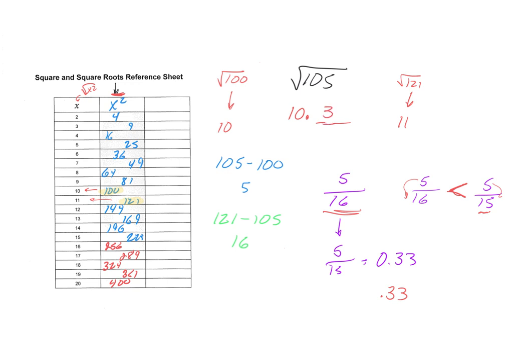And now let's go ahead and see, well, what is the exact square root? So the square root of 105 is 10.247. So you see it's between 10.2 and 10.3. So my approximation here is still accurate.